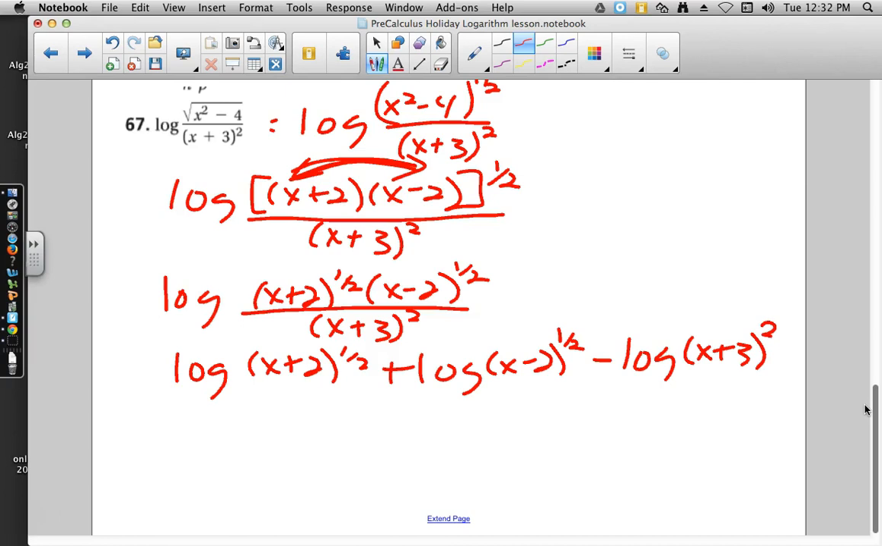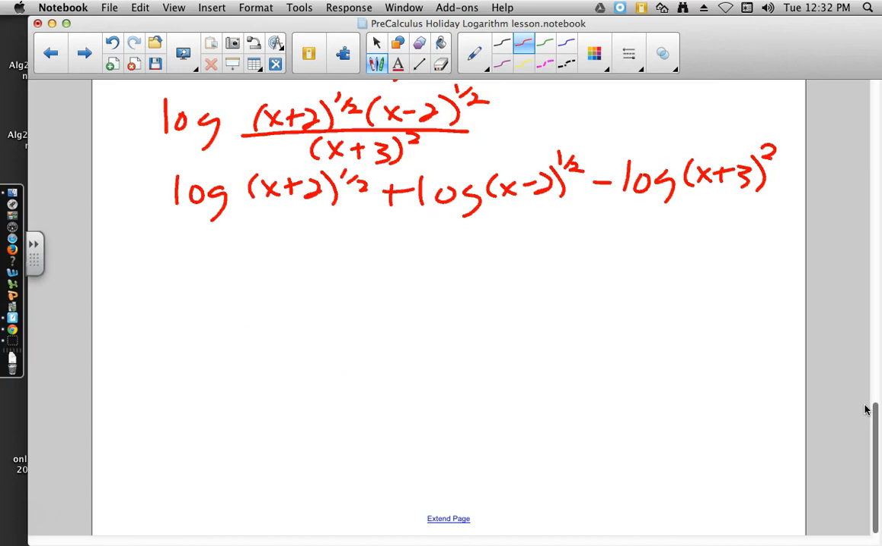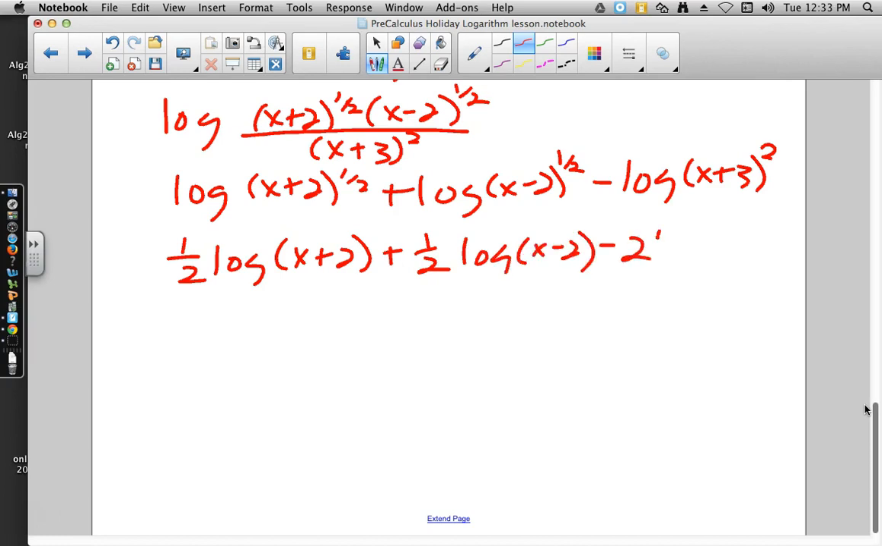And now our job would be to put those fraction powers out in front as multiplication, because with a power to a power you multiply. So 1/2 log of x plus 2 plus 1/2 log of x minus 2 minus 2 log of x plus 3. And in this case, because we were working with so many variables, there isn't anything we're going to be able to simplify as we go through that one. So that one hidden message letter was R as in Ralph.